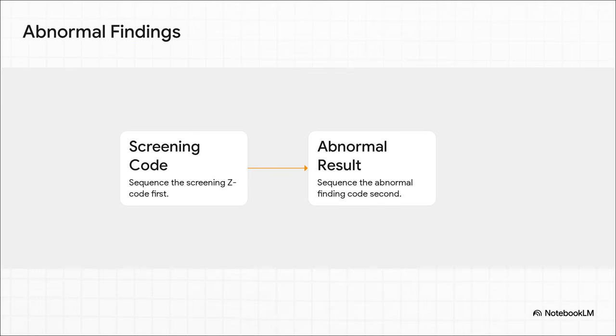Well, this brings us to the abnormal findings rule. Let's say a patient comes in for a routine screening colonoscopy, right? And the provider discovers a polyp. The exam will definitely try to trick you into coding that polyp first. No way, don't fall for it. Step 1 is always sequence the screening Z-code first, because that was the original intent of the encounter. Step 2 is to sequence the specific code for the abnormal finding, in this case the polyp, as secondary.